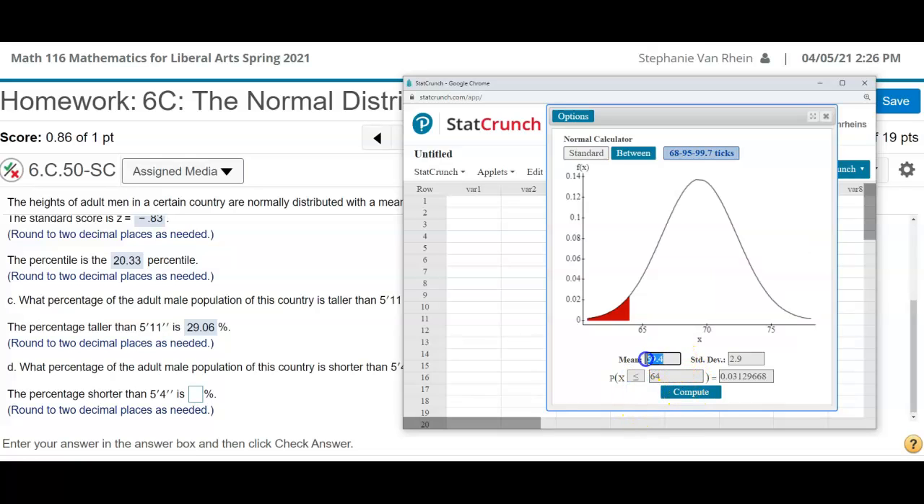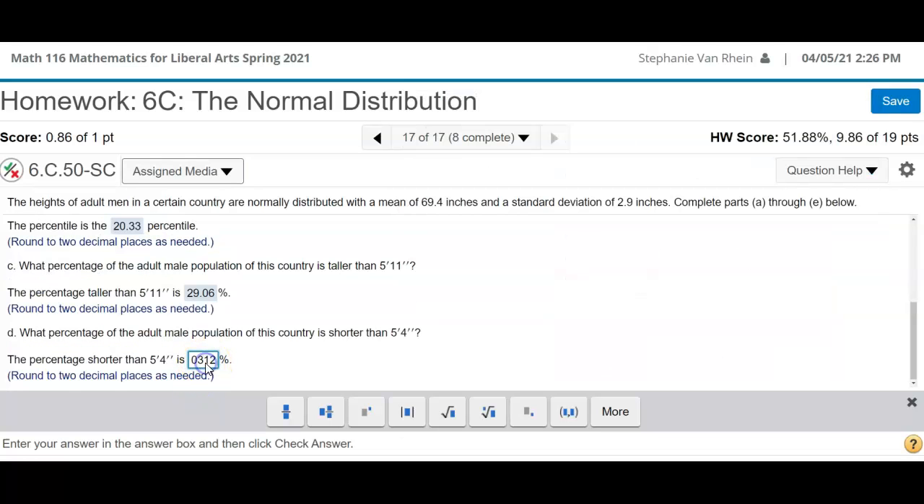Now I already have this set up to keep in the mean and the standard deviation. I'm going to round the 2 to a 3. I'm going to put my decimal there. So 3.13%.